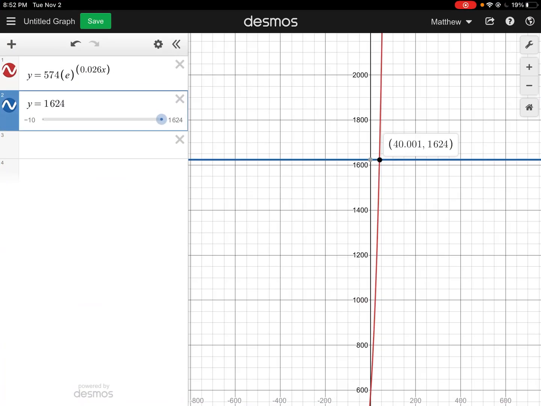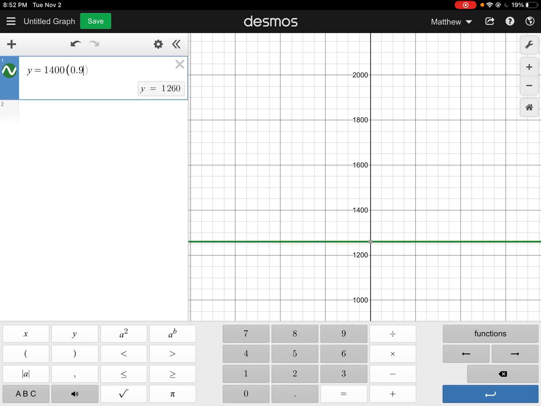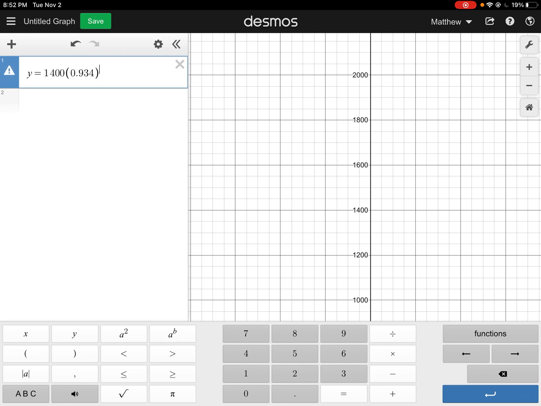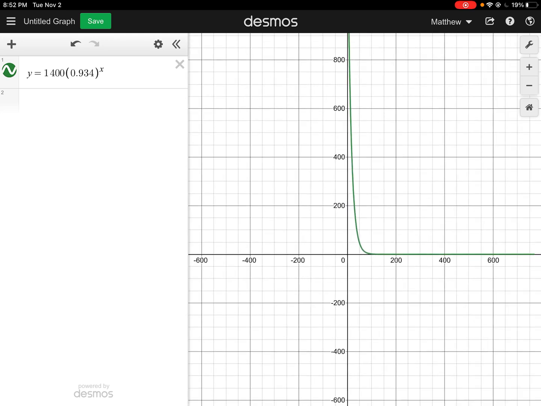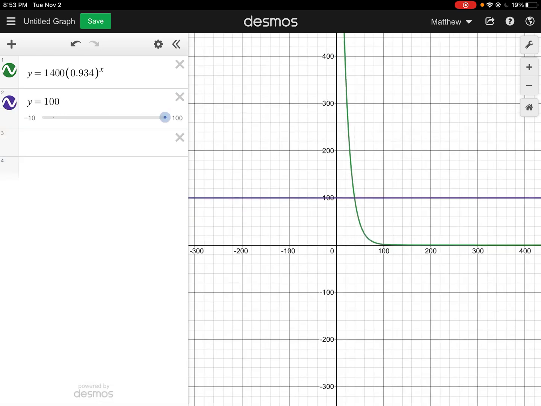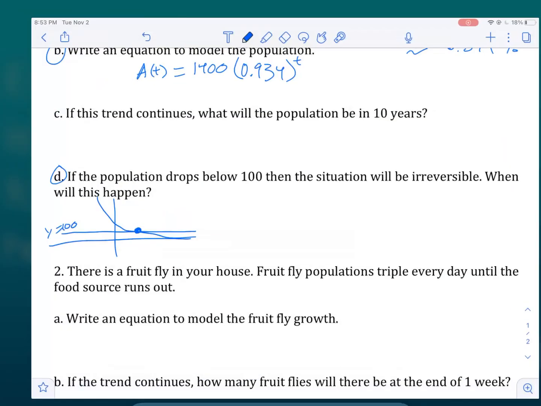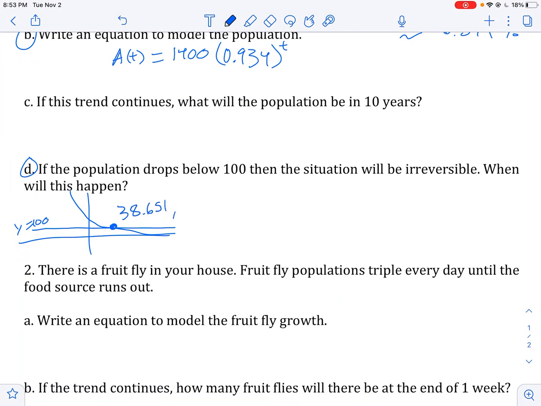So I'm going to go graphing now. Delete my old ones. I'm going to do y equals, because that's the buttons I have. We got 1400 times 0.934, close exponent. I'm just going to do x power. And now I'm going to graph my second one, just y equals 100. Nice. So we got our two graphs. We need to find out where they cross. So you just click on the intersection, and we got this 38.651, comma 100. There, and hopefully I didn't write any of those numbers down wrong. Aha, I did pretty good.